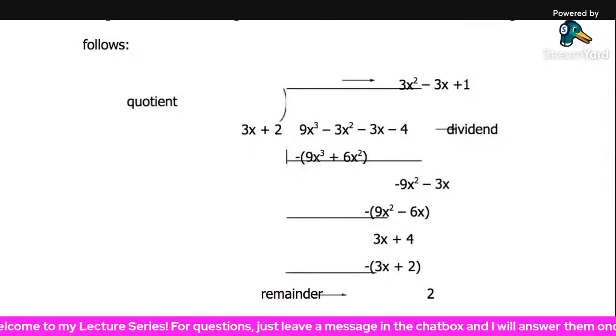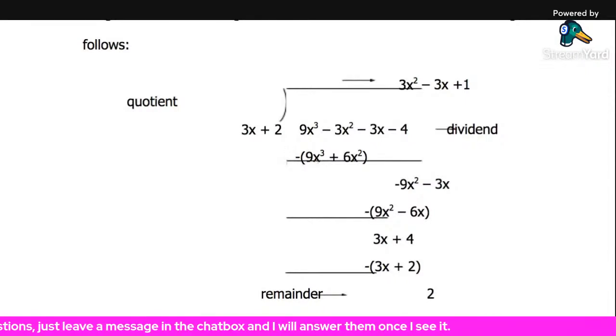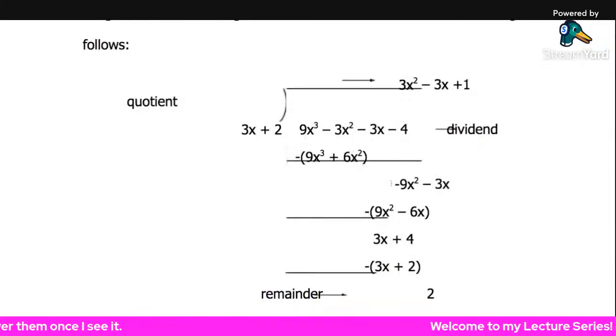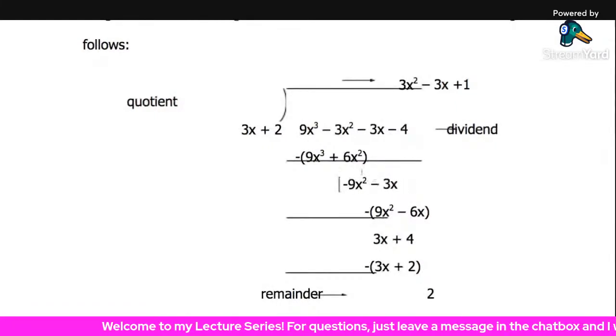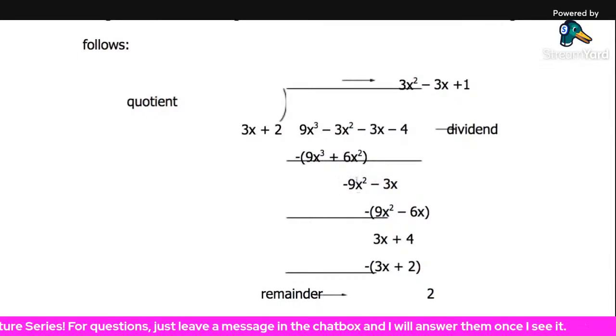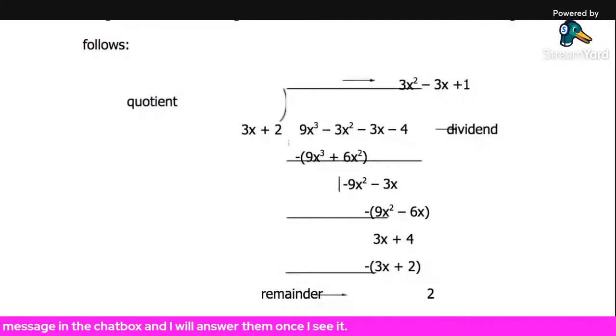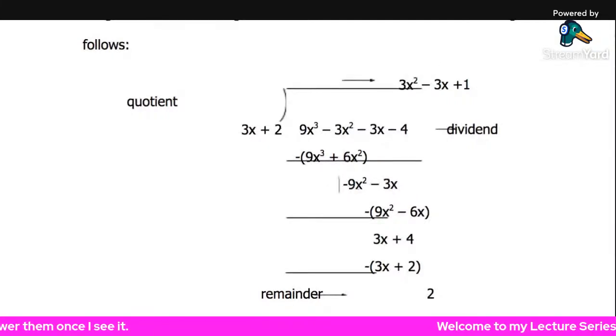9x cubed minus 9x cubed, so 0. So that's our goal, right? It becomes 0 if we subtract. So we achieved our goal. Negative 3x squared minus 6x squared will give us minus 9x squared. Again, since 9x squared is the highest exponent, our next goal is when we subtract the product of 3x and the number with minus 9x squared, the difference should be 0.